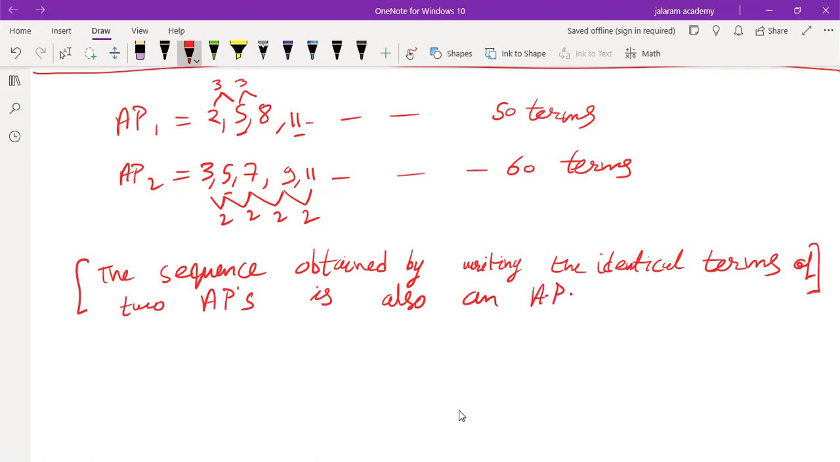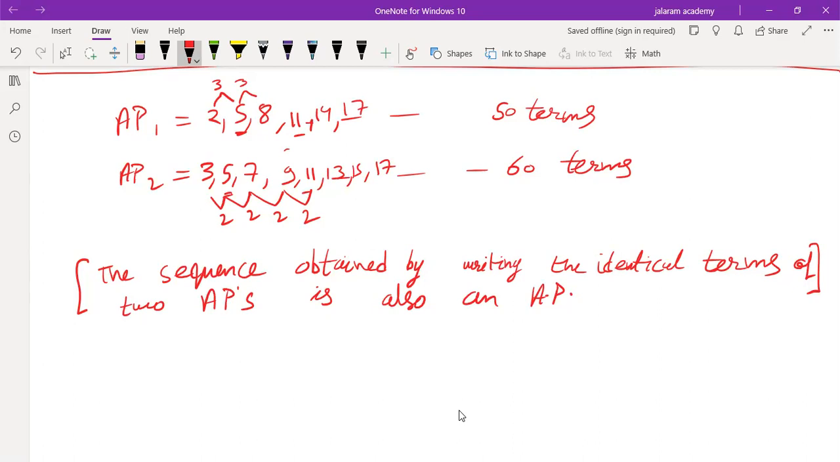If you write some more terms, you can prove it. After 11, it has 14. After 14, it has 17. Now, if we write the next terms of AP2, they are 13, 15, 17. So the common series is: first term is 5, next is 11, after this it is 17. So if we obtain three terms, 5, 11, and 17, find the difference between the first two: 11 minus 5, 6. Difference between the next two, 17 minus 11, 6. So the difference is common. If it has a common difference, it is forming an AP.